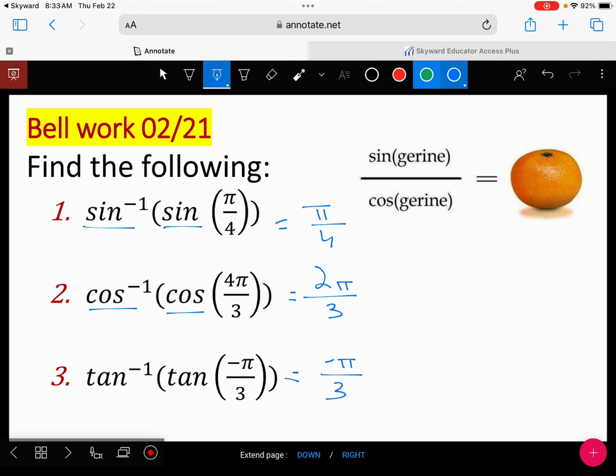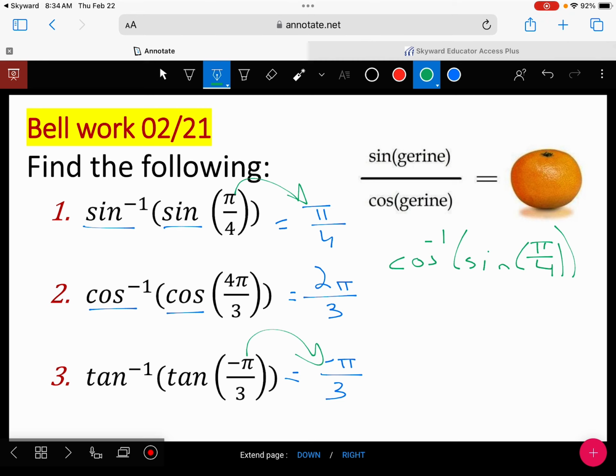So here's how we can check for the shortcut, when we can just rewrite our answer as the initial input. This is what has to work. First things first, the two functions have to have the same base. All three of these have the same base. If it was inverse cosine of sine of pi over 4, we aren't playing with it, because these two do not have the same base function.